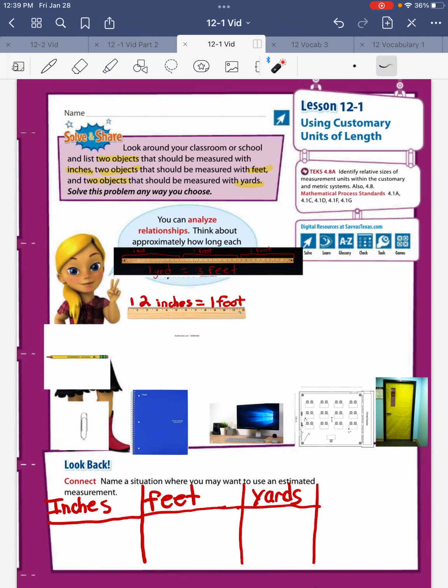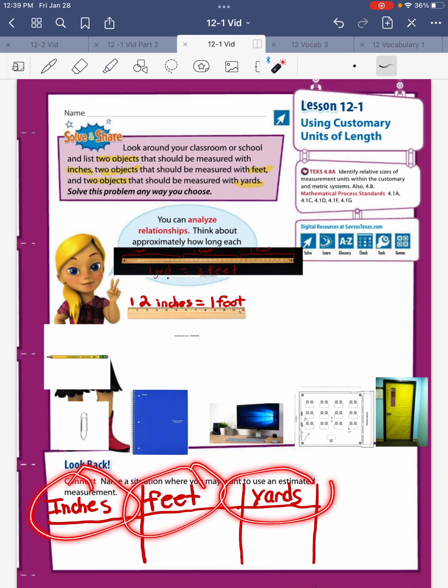Okay, so now we talked about that. Here I made pictures of things that we would find in our classroom. So I have a pencil, a paper clip, a notebook journal, a computer desktop, a classroom, and a classroom door. I'm going to go through them and see which one I would measure with. Would I measure with inches, feet, or yards?